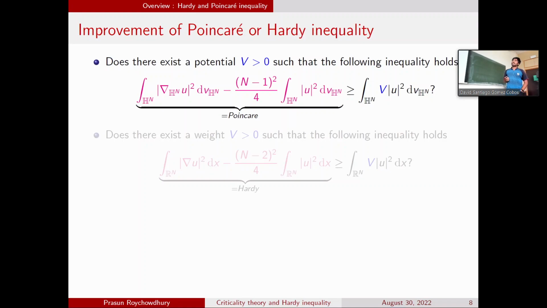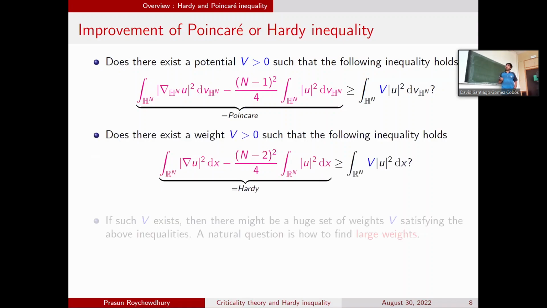So this is the Poincare inequality. Now the question is, does there exist any potential V, non-negative of course, for which we can add this term? Is it possible to have this kind of improvement or not? So I am interested in this type of improvement. And one can ask the same thing for the Hardy inequality also. Is it possible to add this kind of V or not? These are the kinds of questions I am interested in.